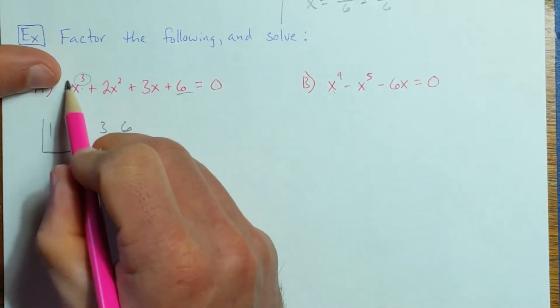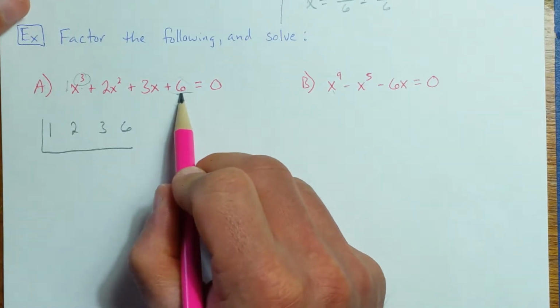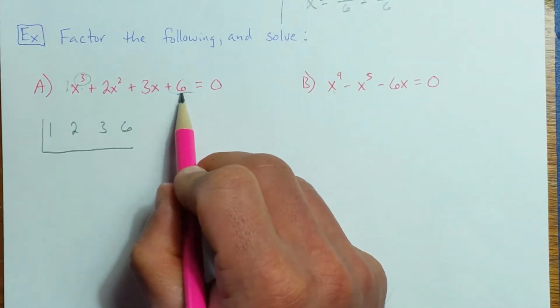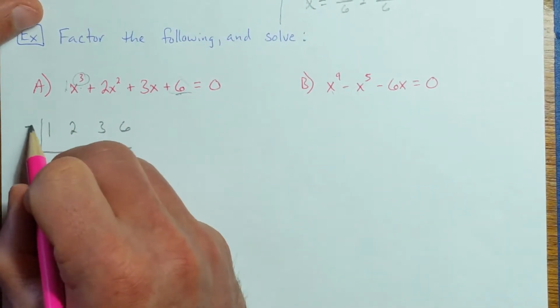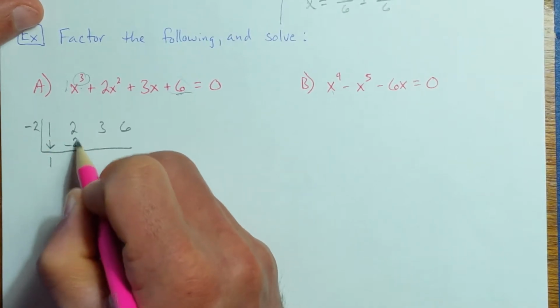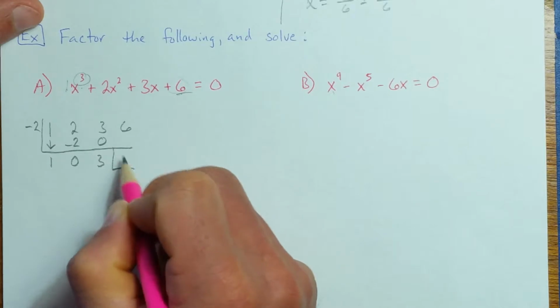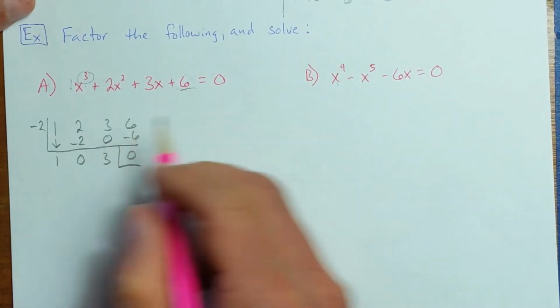And of course, since this leading coefficient is a 1, I would be basically looking at the factors of the back number. So I'm looking at 1, 2, 3, 6, plus or minus all of those. So there's 8 numbers that I'd have to sit and guess and check. And eventually I'm going to get the right answer. When I guess and check enough, I'm going to find out that negative 2 is the one I'm looking for. So we're going to drop down the 1, multiply to get negative 2, add to get 0, multiply to get 0, add to get 3, multiply to get negative 6, add to get 0, and sure enough, it worked.